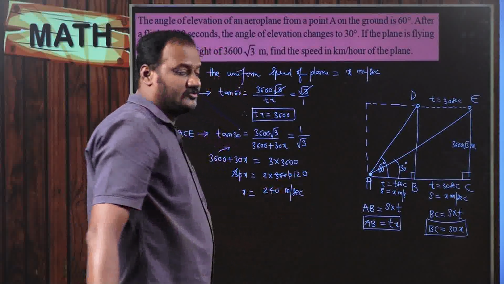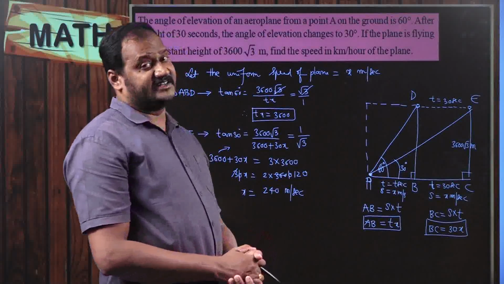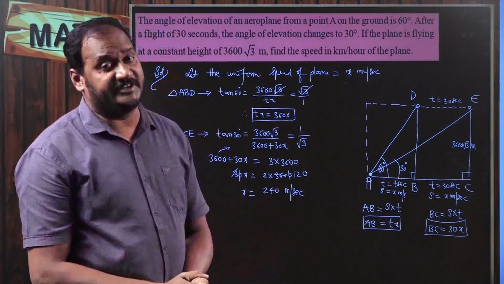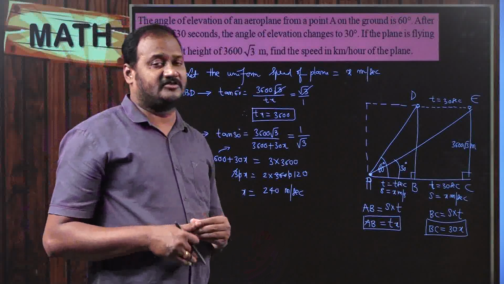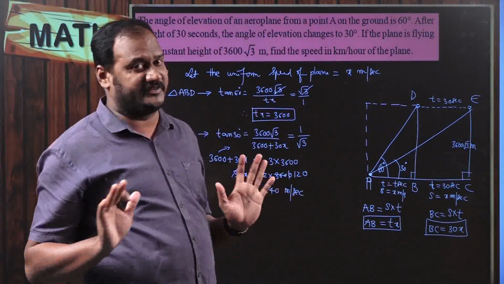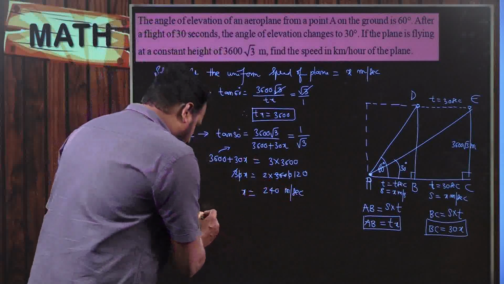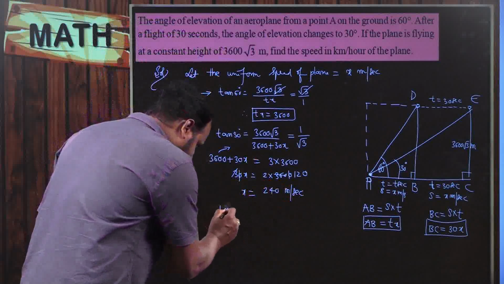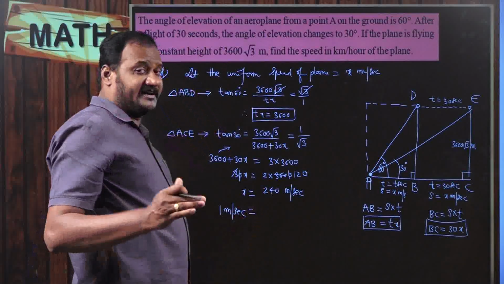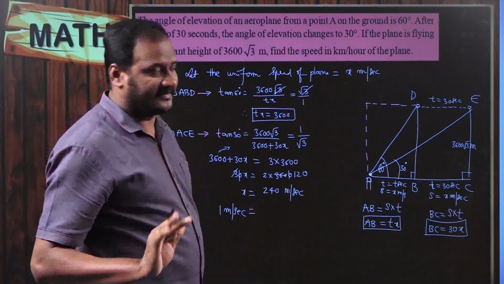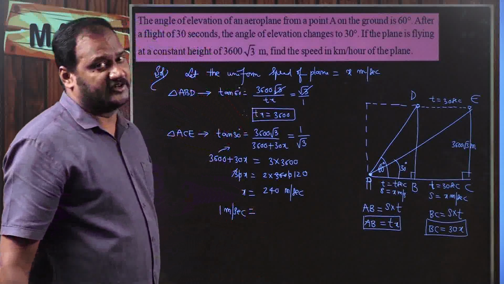second. 240 meters per second. See, this is in meters per second. But what we need here is to convert it into kilometers per hour. 1 meter per second is equal to how many kilometers per hour? That is what we are going to find now. Just to have a quick idea about this: 1 meter per second means 1 meter per 1 second. So 1 meter is equal to how many kilometers?